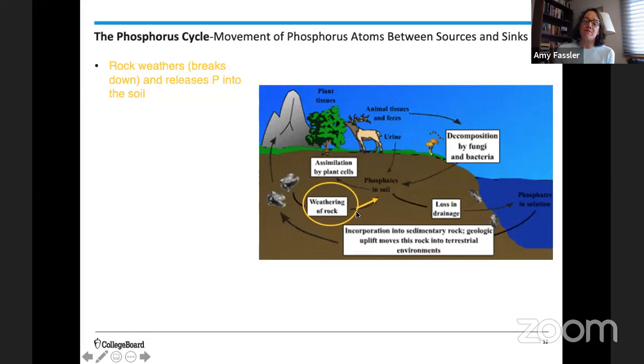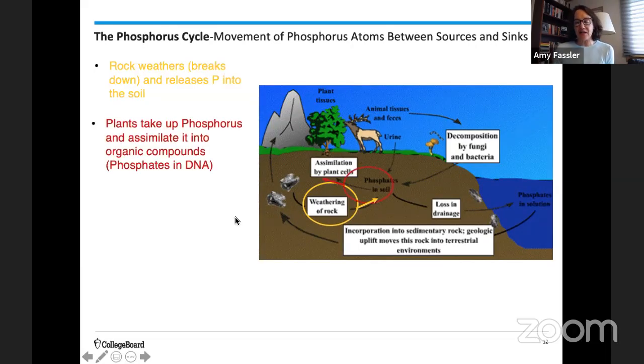This is some type of phosphorus-containing rock, and that rock breaks down and releases that phosphorus into the soil. I am in the abiotic component of my ecosystem now. The next thing that happens is that plants can take up that phosphorus now that it's in the soil, and they assimilate it. They use that inorganic phosphorus from the non-living component of the environment, and they use it to build plant tissues. Think of DNA as a biomolecule that has phosphorus in it.